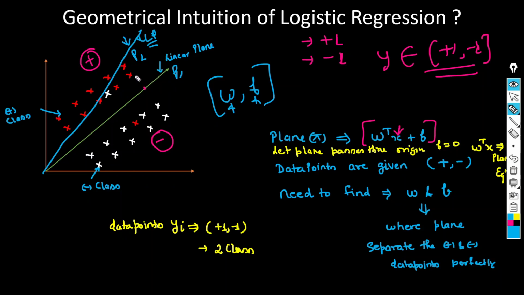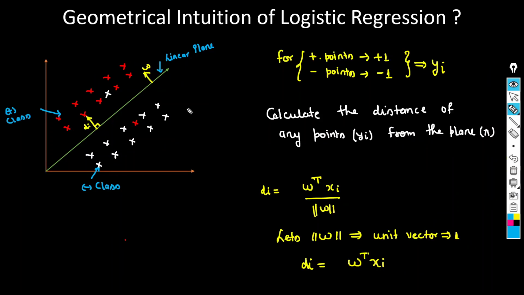But now the question comes, how will we decide which plane we have to use? Let's check how we can do that. For that we have to check the distance of these points, because distance will play a major role. By using the distance we can classify these points with the help of this plane. If we know the distance of this particular point from the plane, then we can say whether it belongs to the positive class or the negative class. So we have to find the distance first.